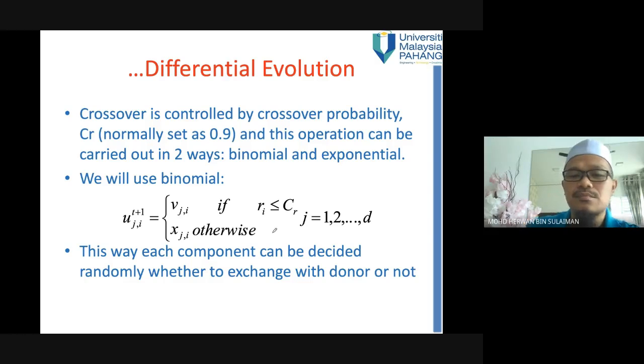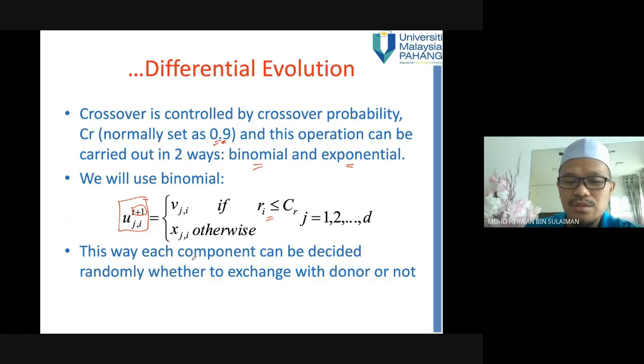And then the crossover. This crossover is controlled by the crossover probability, normally set at 0.9. This operation can be carried out in 2 ways, binomial and exponential. For this class, we use binomial, where this is your U_ji at T plus 1, the next iteration. V_ji is your donor vector. You just change the j, i to j if your random number is less than the crossover probability. Okay, meaning that if, when you run at a certain iteration, your random number r_i is more than the crossover probability, then you just select the current value. So this is how the binomial is used.